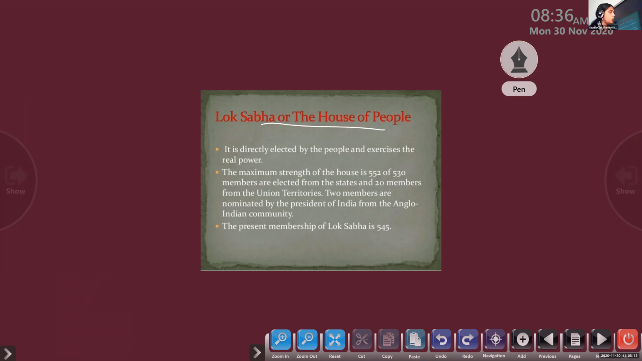Lok Sabha is also called House of People, and it is directly elected by the people and exercises real power. Always remember, even though we have two houses, Lok Sabha and Rajya Sabha, the House of People enjoys more power than the Council of States. So the Lok Sabha exercises real power, and its maximum strength is 552.